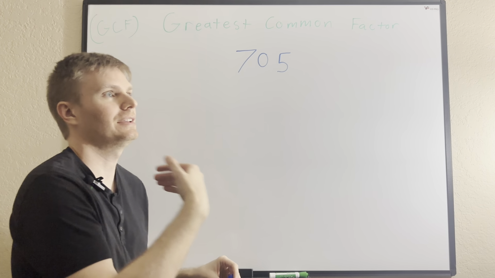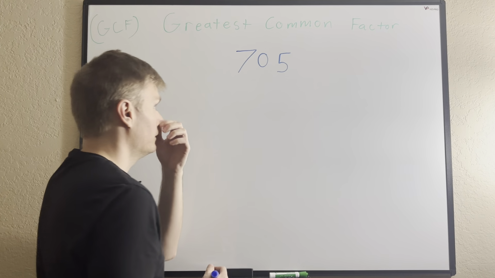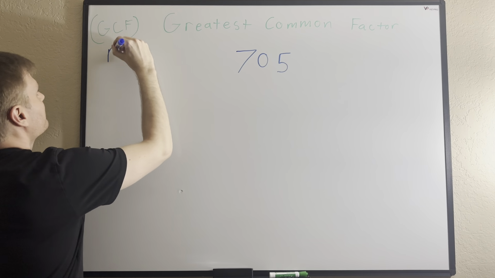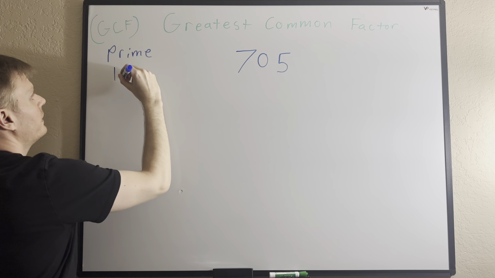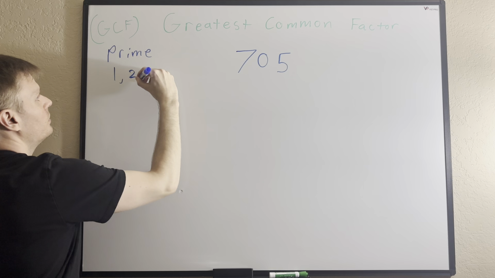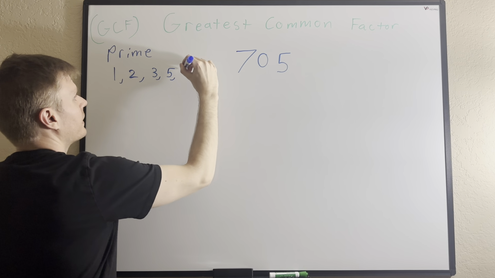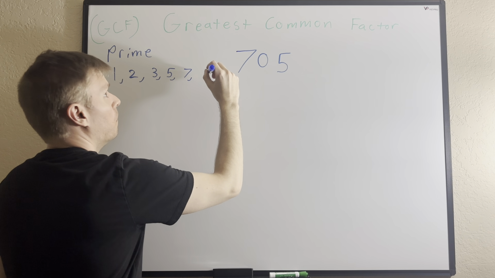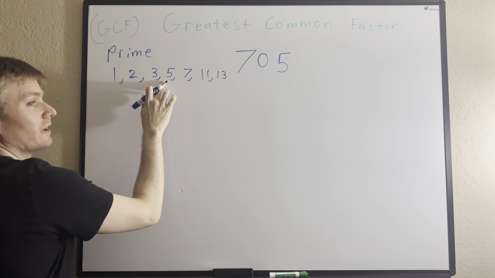Prime numbers are numbers that cannot be divided out evenly by any other numbers. So examples of prime numbers. Let's give you the first few: 1, 2, 3, 5, 7, 11, 13.